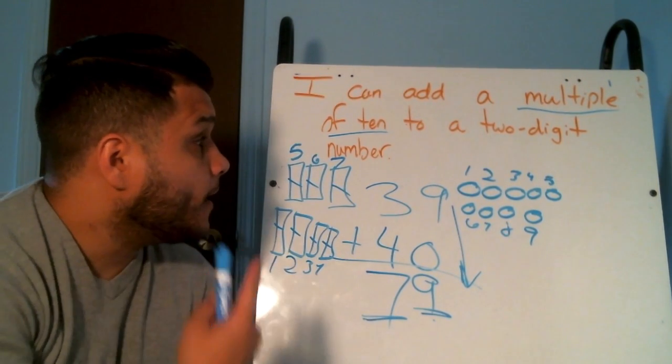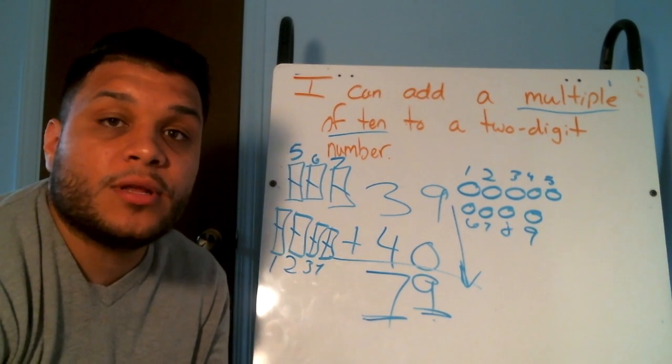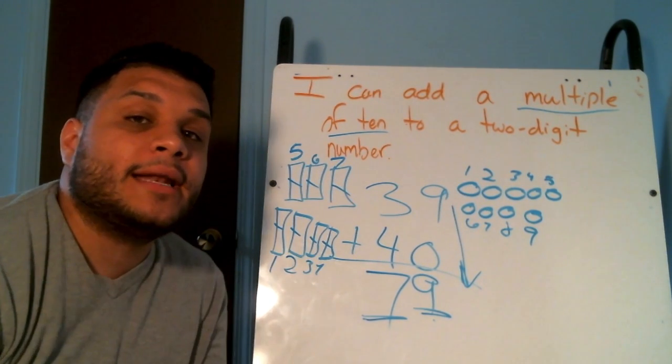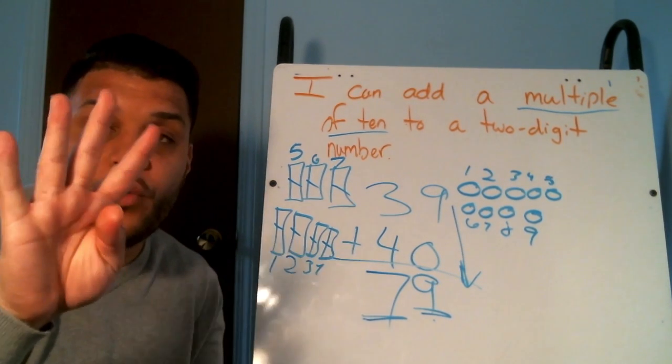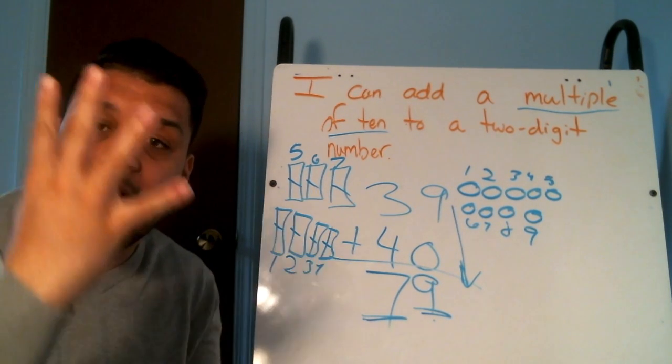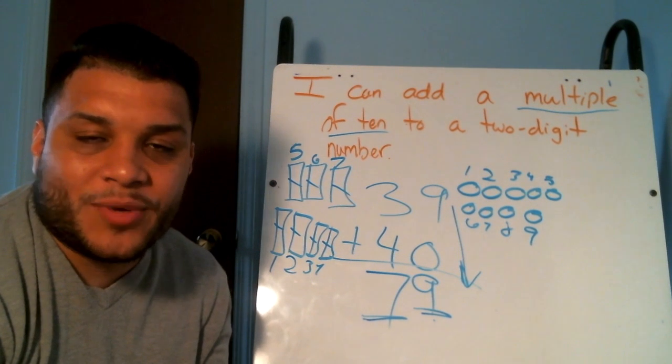Remember, a multiple of 10 is a number that I can get by adding 10 over and over again. 40, I added 10 4 times. 10, 20, 30, 40. That's why it is a multiple of 10.